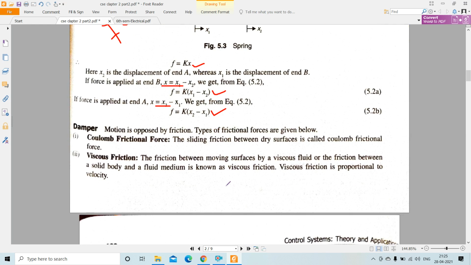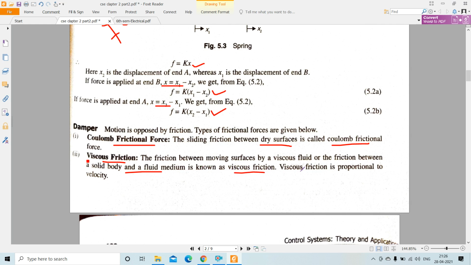So the next part is the damper. Motion is opposed by friction. The types of frictional forces are given below: Coulomb frictional force and viscous friction. What happens in Coulomb frictional force? The sliding friction between dry surfaces is called Coulomb frictional force. And viscous friction is the friction between a moving surface and a viscous fluid, or the friction between a solid body and a fluid medium, is known as viscous friction.